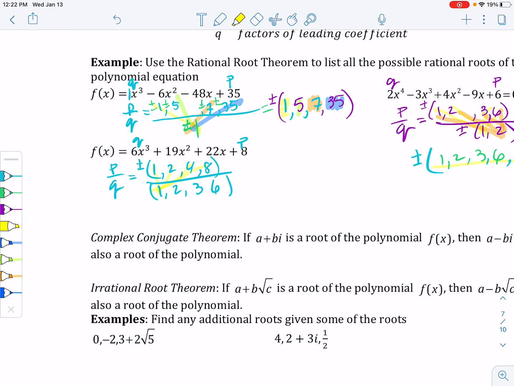So I'm going to divide each one of those by 1. So I get 1, 2, 4, and 8. Then I'm going to divide each one of those numbers by 2. So I get, I forgot to do orange. I get 1 half, 2 halves, which is 1, which I already have, 4 halves, which is 2, which I already have, and 8 halves, which is 4, which I already have. So we really just have this one from here.